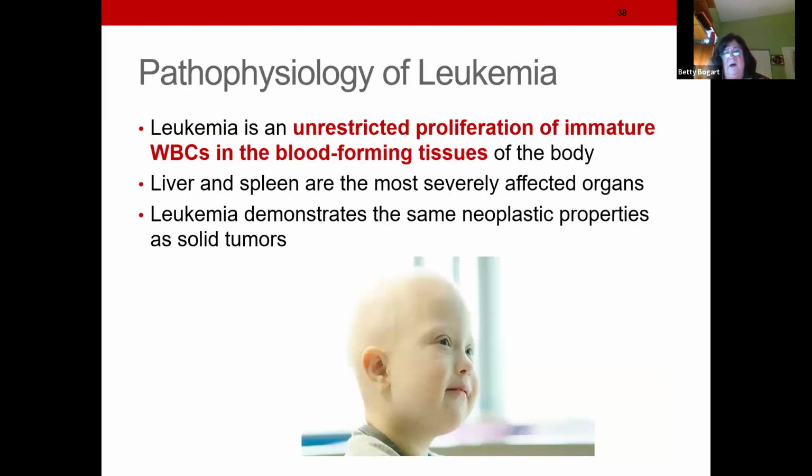Leukemia is the unrestricted proliferation of immature white blood cells in blood forming tissue, which means you really don't have a white cell count. They're just immature and they're not working. The liver and the spleen will be affected, and it's a cancer, so we have to really treat it.